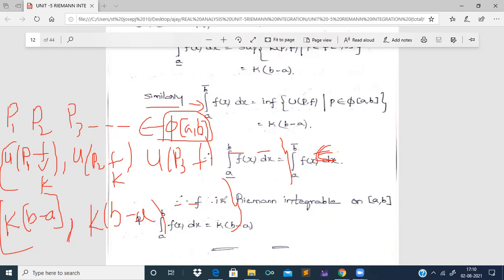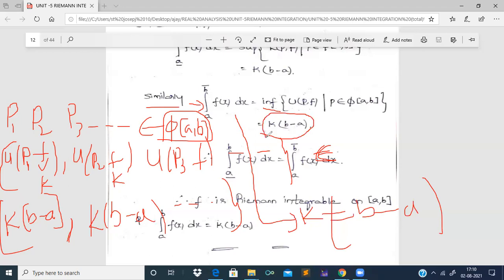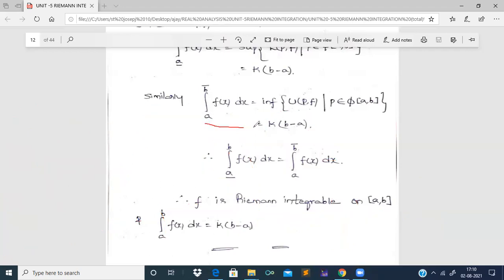Therefore, of all these upper Darboux sums of different partitions, if I take the infimum, that means if I take the lower bound, it will be equal to k into b minus a. That is, the integral over a to b bar f of x dx will be equal to k into b minus a. That is what the author has written here. Therefore, the upper Riemann integral value is also equal to k into b minus a.